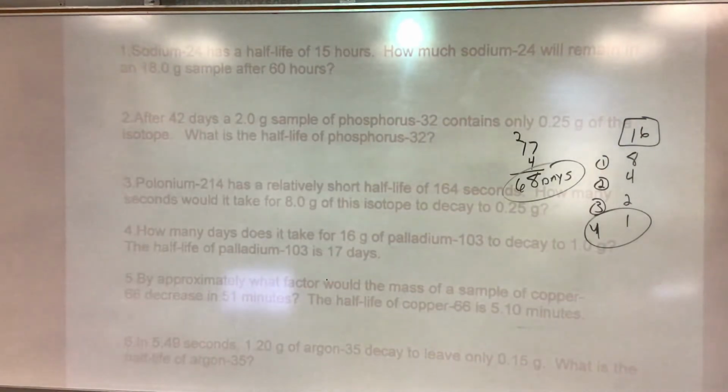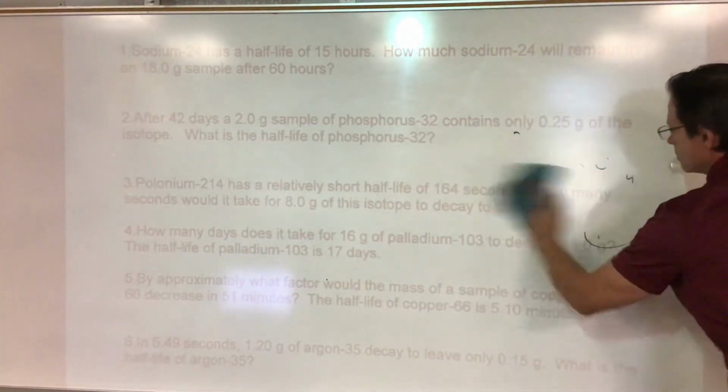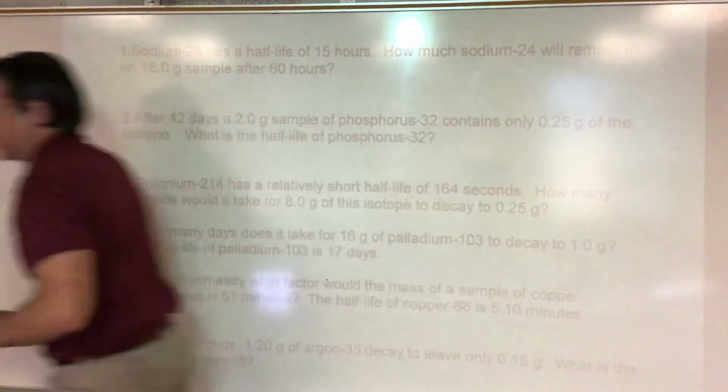So how many days did it take for that to decay from 16 to 1 gram? 68 days. Why? Because each half-life was 17, 17, 17, 17. Okay? 68 days. 5 and 6, the last 2. I'm going to scoot this up.